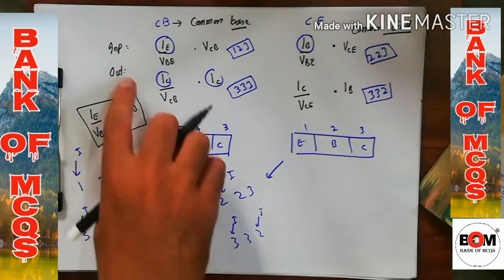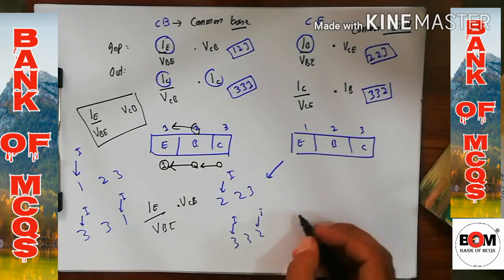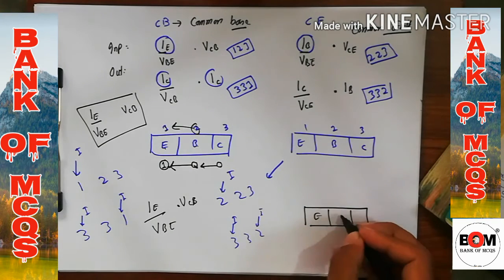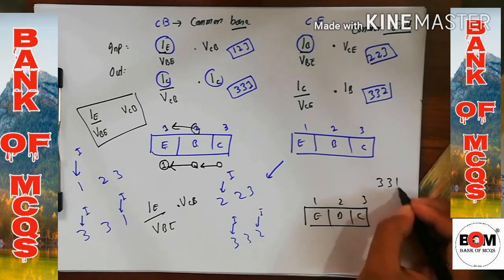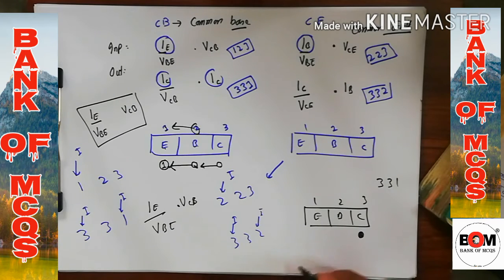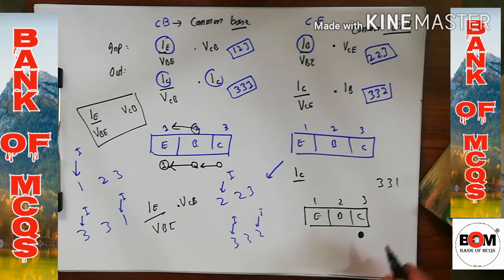Now the output code is 331, so how does 331 work? If this is emitter, base, collector, 1, 2, 3, the code is 331. The first 3 is marked, which means IC, the dot shows IC. The second is 3, so we know that the first one is current and the second is voltage, so mark it with this.